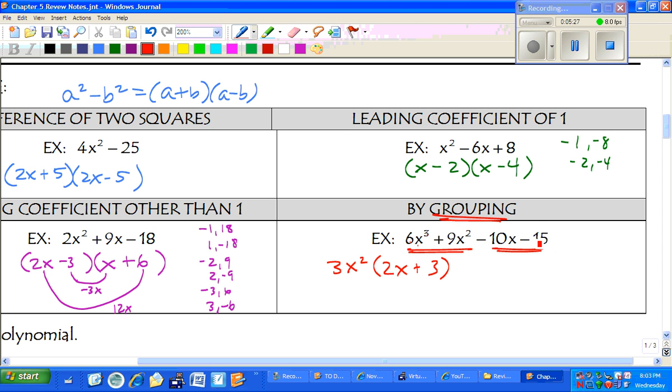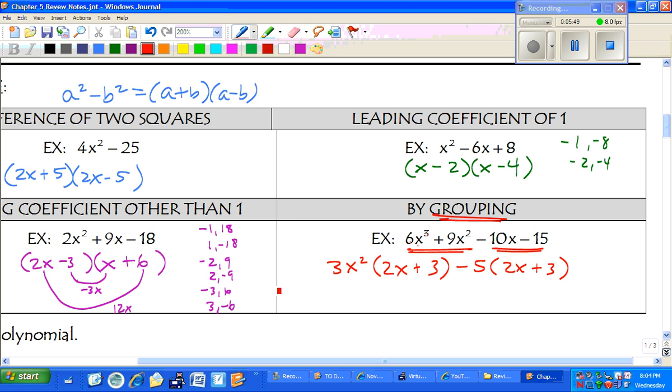Over here, 5 goes into both of these, but whenever this first one is a minus, we always want to factor out a negative. So we can factor out a negative 5. Negative 10x divided by negative 5 gives us 2x. Negative 15 divided by negative 5 gives us positive 3.